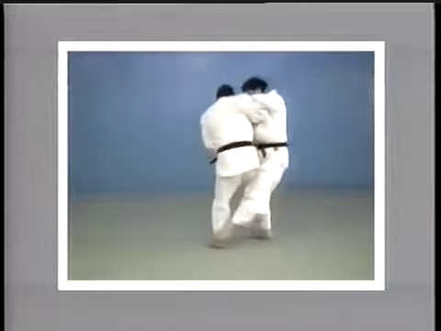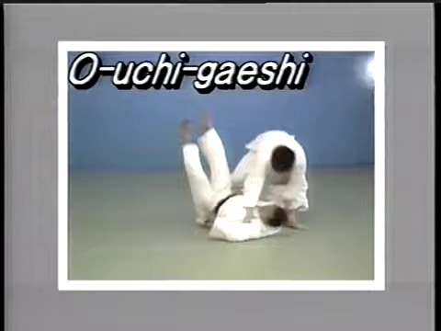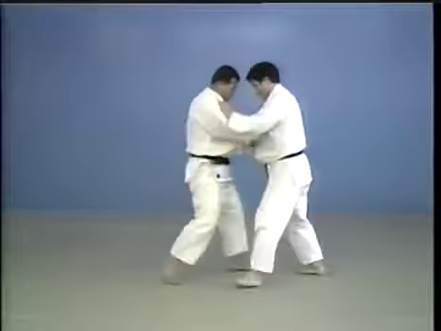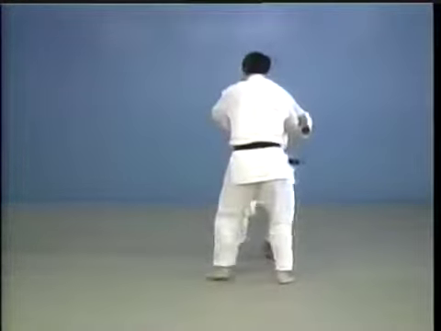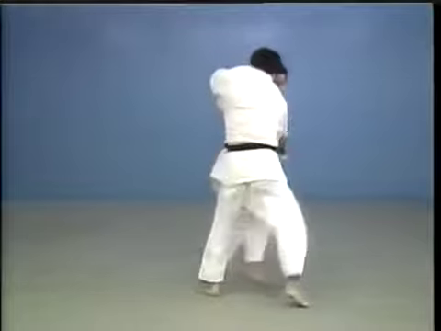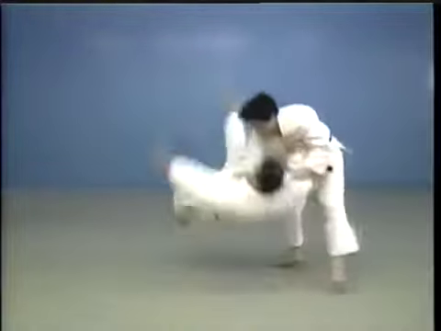Ouchigaishi. Ouchigaishi is a technique of countering your opponent's ouchigari with an ouchigari of your own. There are two ways of countering. One is to clip the foot that's clipping you, and the other is to clip your opponent's pivotal foot.